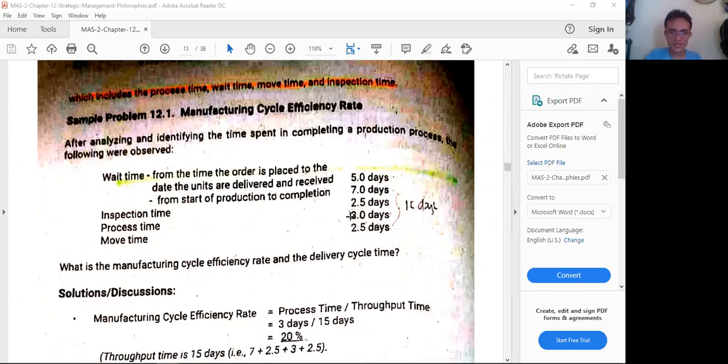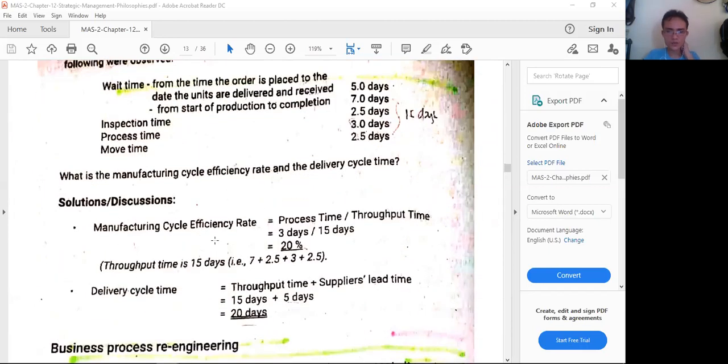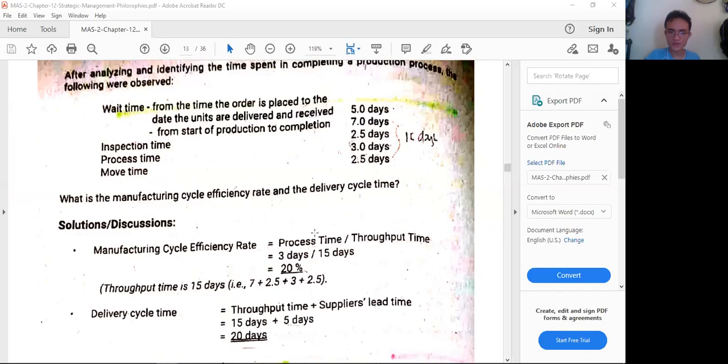Process is 3. If we add everything, so wait, inspection, process, and move. Wait, by the way, is the time from when the order is placed until the goods are delivered and received, and from the start of production to completion. So these are the waiting times. Therefore, the delivery cycle time total really is 20 days, right? So 15 days throughput time plus the 5-day supplier's lead time.